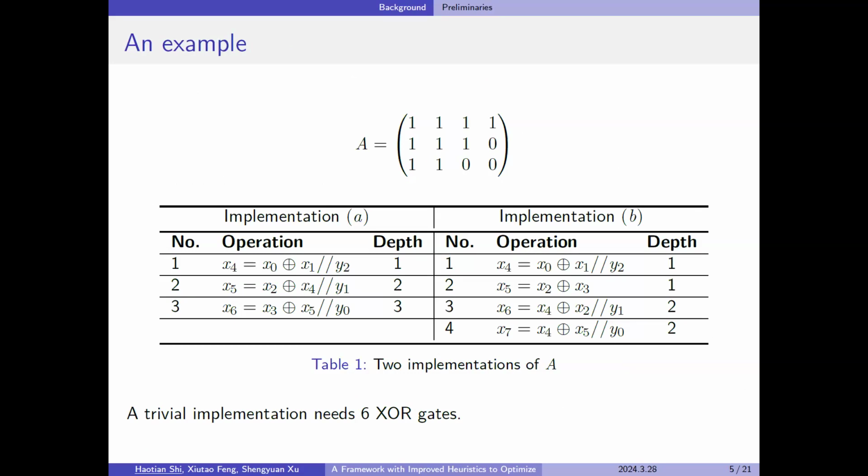Here is a small example, a 3x4 matrix A. It has 2 implementations as follows, A and B. The implementation A only needs 3 XOR gates. And one can see that the nodes X4, X5 can be used as intermediate nodes. The implementation B needs 4 XOR gates, but it has lower depth, which will be explained later, the definition of depth. Note that a trivial implementation needs 6 XOR gates.